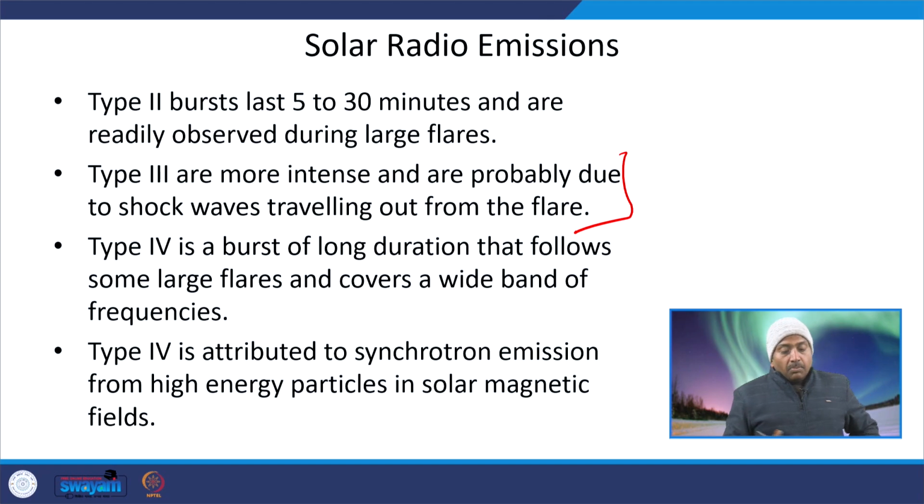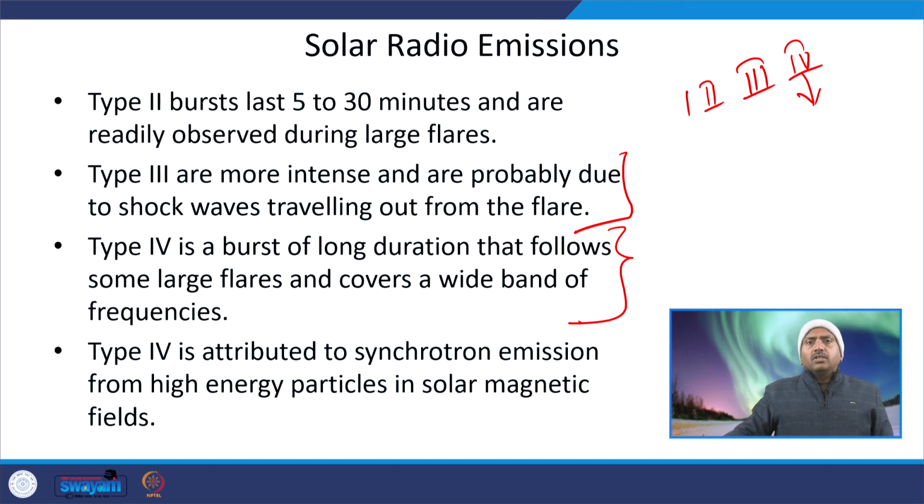So, the type 4 is a burst of long duration that follows some large flares and covers a wide band of frequencies. So, we have type 1, 2, 3 and 4. Type 4 bursts are of long duration and are seen only during very strong solar flare activity. And the type 4 bursts are attributed to synchrotron emissions from high energy particles in solar magnetic fields. So, when the particle is accelerated, the electromagnetic radiation emitted in the strong magnetic field can be attributed to type 4 emission.